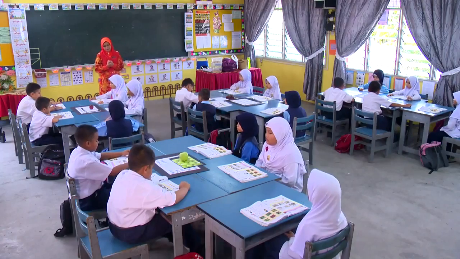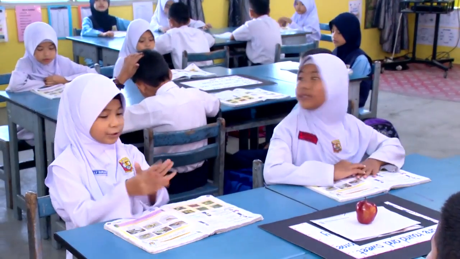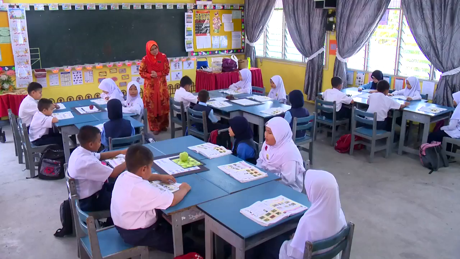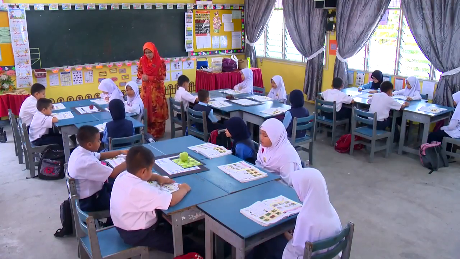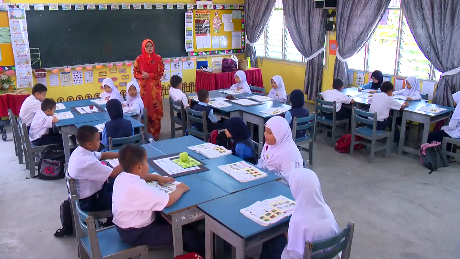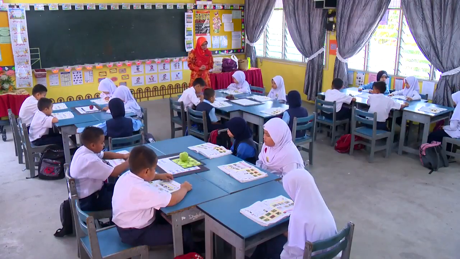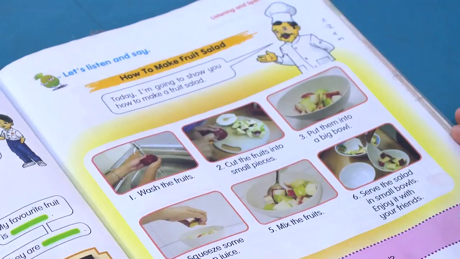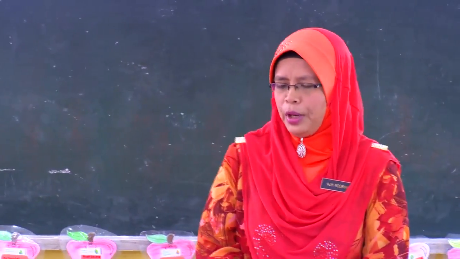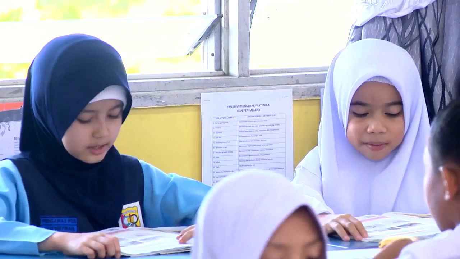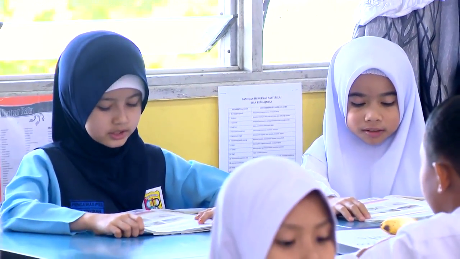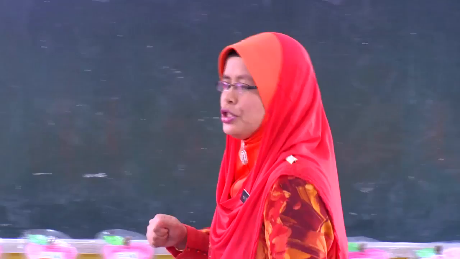Okay, I want group A. Read number one. Wash the fruit. Okay, number two, group B. Cut the fruits into small pieces. Okay, cut the fruit into small pieces. Group C. Put them into a big bowl. Okay, put them into a big bowl. Okay, group D. Squeeze some lemon juice. Okay, squeeze some lemon juice.